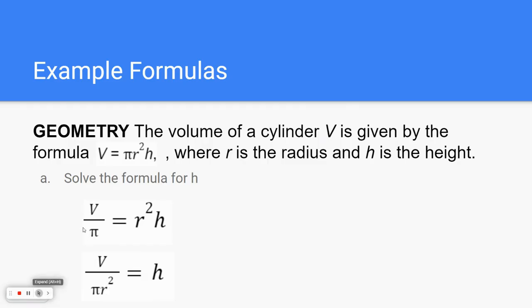Now, it gets a little weird when you try and write v divided by pi divided by r squared. Just take my word for it for right now. When you divide a fraction by something else, you just put that something else in the denominator. We can explain why later, but for now, that's all we need to do, okay? So divide both sides by r squared, you get v over pi r squared equals h, and ta-da, h is by itself. Mission accomplished. We did what we set out to do. Part A is done.